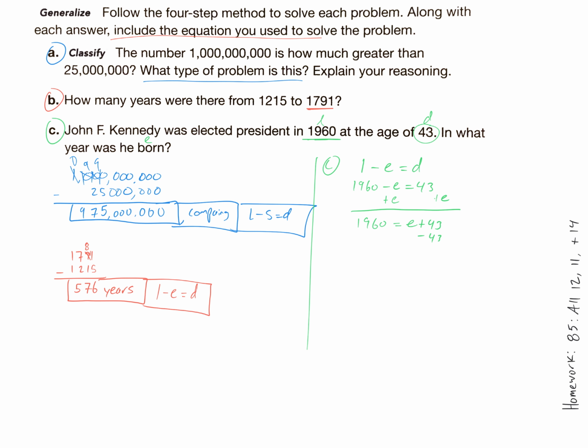Subtract that 43. This just goes to 0, so I just have E, the earlier date, is going to be 1960 minus the 43. Far from here, that's 5, 10, 7. So he was born in 1917. And I used this equation here, the L minus E is equal to D.